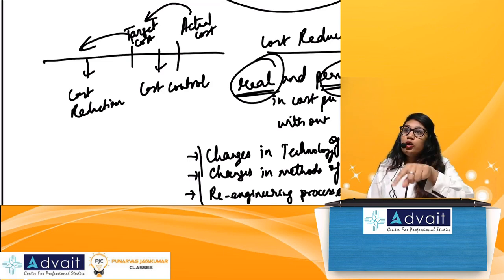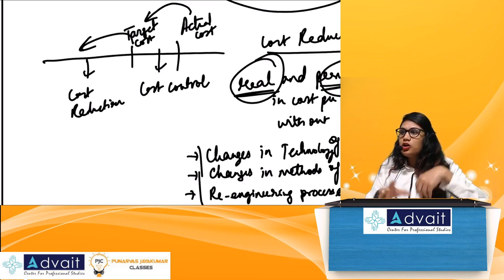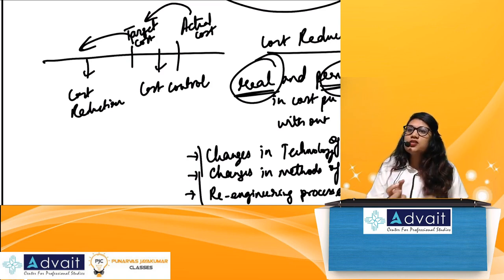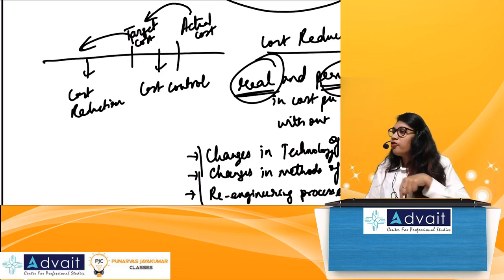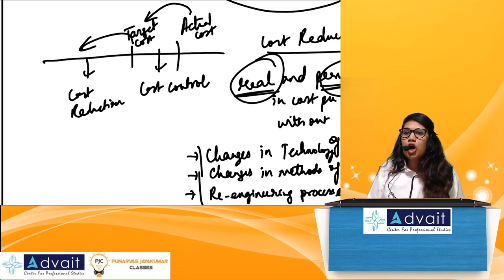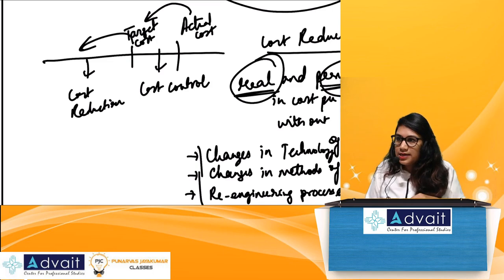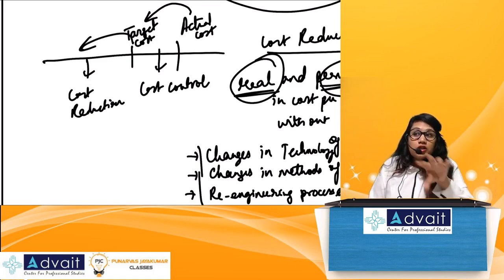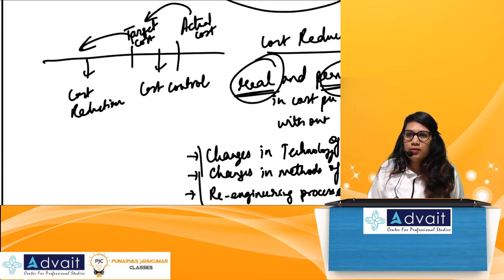But if I don't want to wait for so long, then what can I do? I can bring about changes in the methods of production. I can bring about changes in my technology. I can re-engineer my processes so that my cost is reduced further from the target cost. Did you all understand the difference between cost control and cost reduction? So cost accounting principles and techniques help us in achieving cost control and cost reduction. Is it okay? Will you all copy this down?